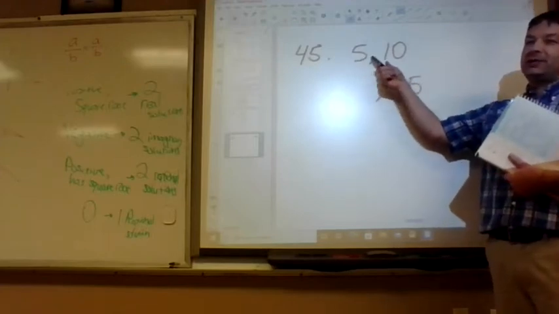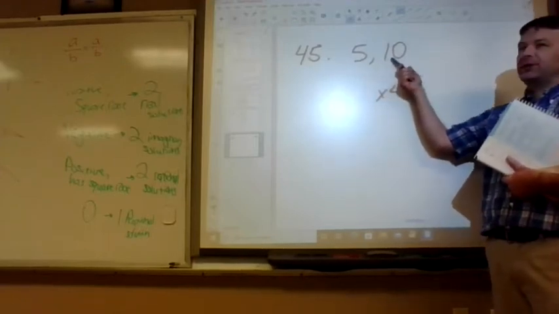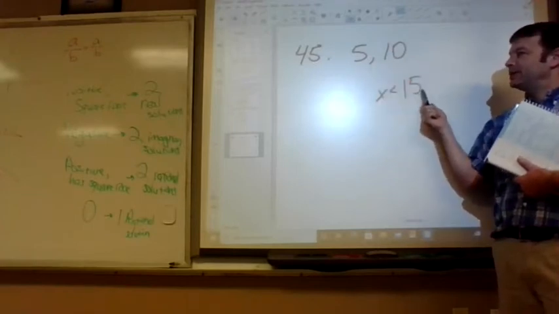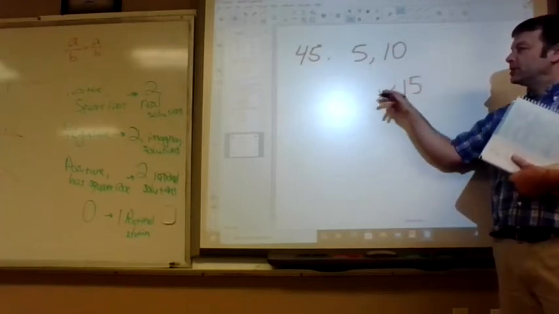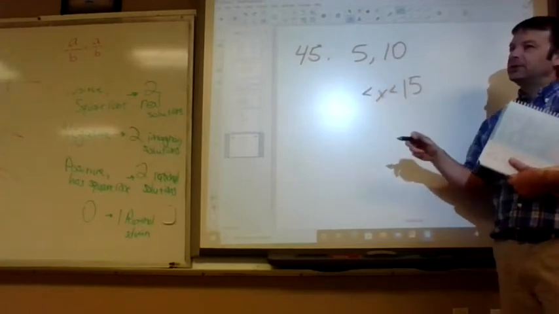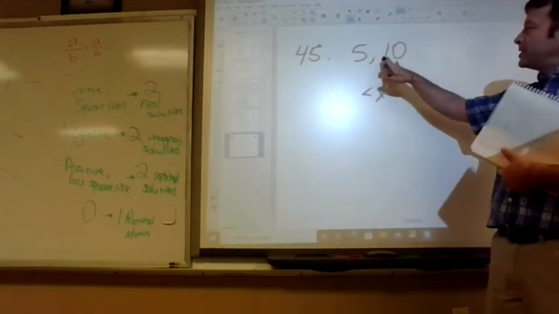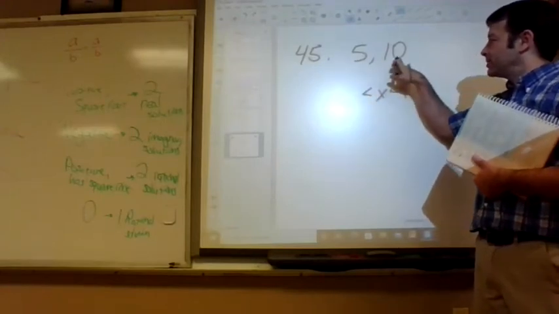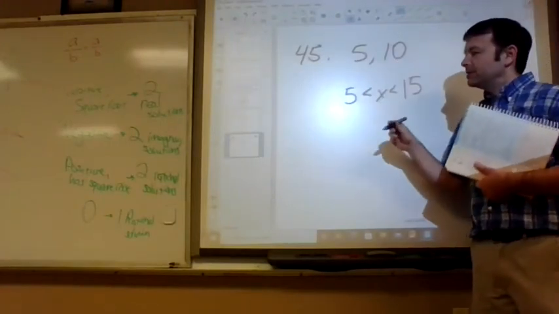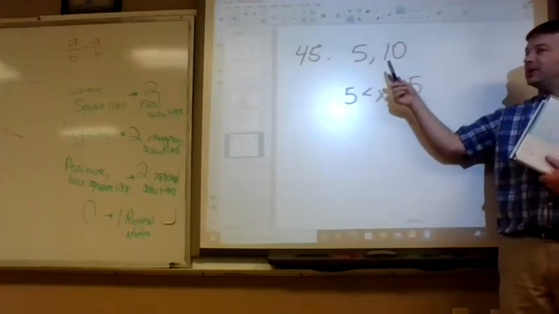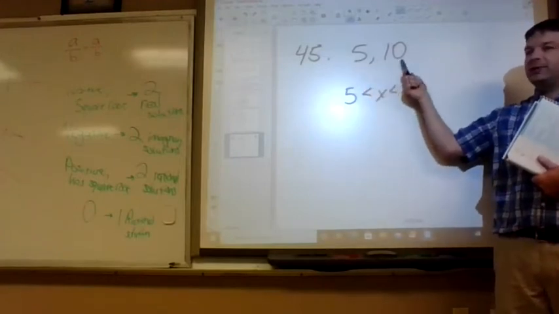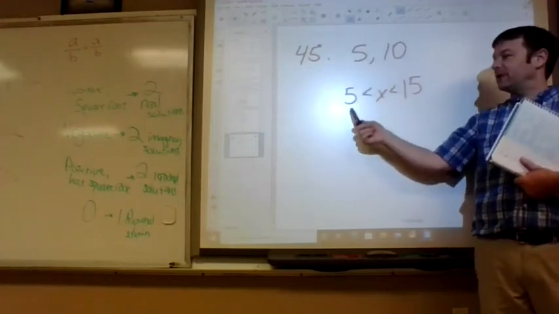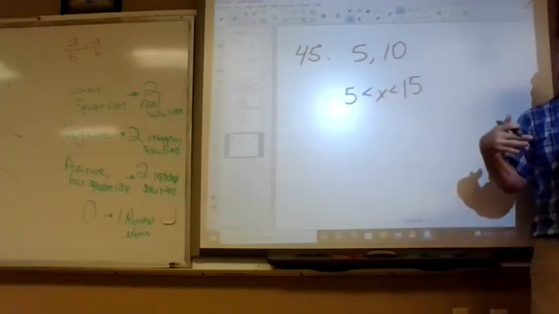Why wouldn't 15 work? Because any two sides of a triangle have to add up to be bigger than the third side, right? So the third side has to be less than 15, but it also has to be bigger than 5. Because 5 plus the third side should be bigger than 10. So basically all we did was we added these two together to find the upper limit, and we subtracted these two to find the lower limit. X has to be somewhere between those limits.